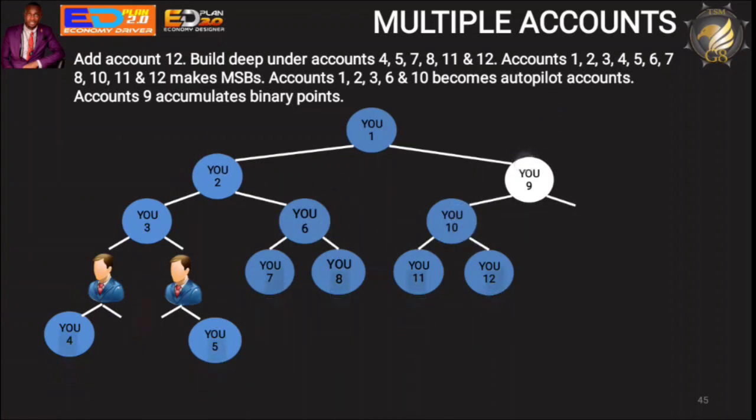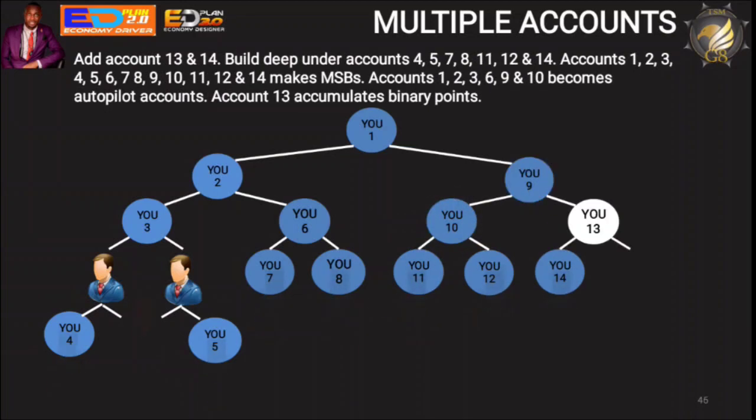This one, account 9, is going to accumulate all the binary points from here. So it is going to accumulate 3 times the binary points because of these accounts that are working here. Okay. After that, the next step is add account 13 and 14. So you add the account 13 and 14. This is how you build systematically.